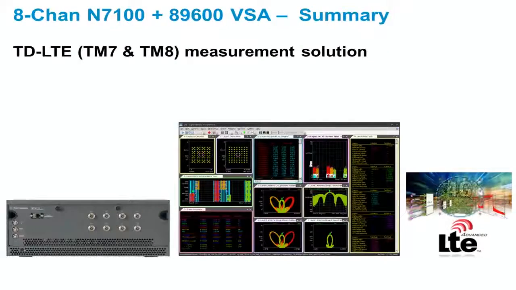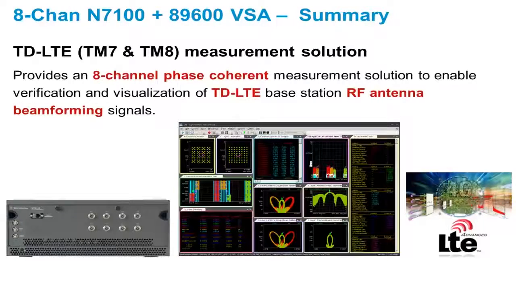In summary, the Agilent N7100 multi-channel signal analysis solution, along with the 89600 VSA software installed with TD-LTE measurement application, provides an 8-channel phase-coherent measurement solution to enable verification of your beamforming signals.